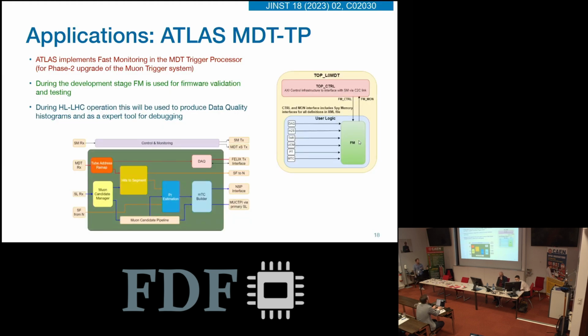One of the applications of this is in the Atlas MDT trigger processor, which is one of the upgrades for the muon trigger system of the Atlas experiment. This is currently being used, and during the development stage, which is during these years, the fast monitoring is being used for the validation and testing of the firmware and the interfaces. But during the high luminosity LHC, this will not only be a tool for an expert that needs to do some debugging, but also a data quality production tool that will be made available.